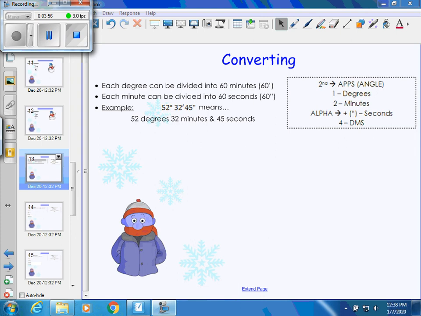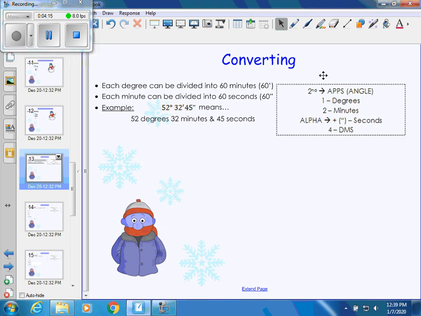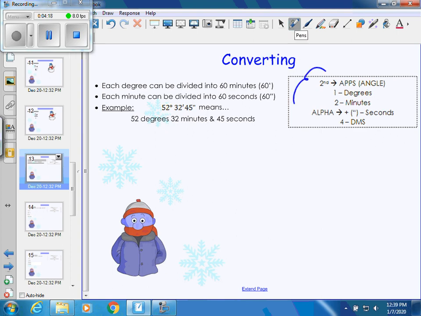Okay, next we're going to talk about converting from degrees, minutes, seconds back to decimals. So a degree, minute, second is like 52 degrees, 32 minutes, and 45 seconds. Your calculator has special buttons for you, so make sure you check these buttons out. You've got to hit second apps, which gives us the angle. The first number is your degrees, the second number is your minutes. In order to get to seconds, you have to hit alpha.